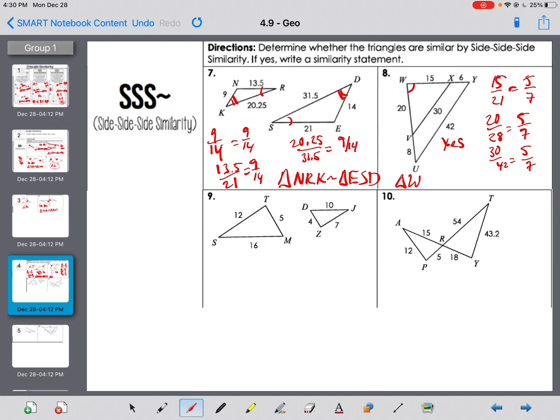And we're going to say triangle WXV is similar to triangle WYU. If you need to, give it a pause, try 9 and 10, come back. Let's see how you did.